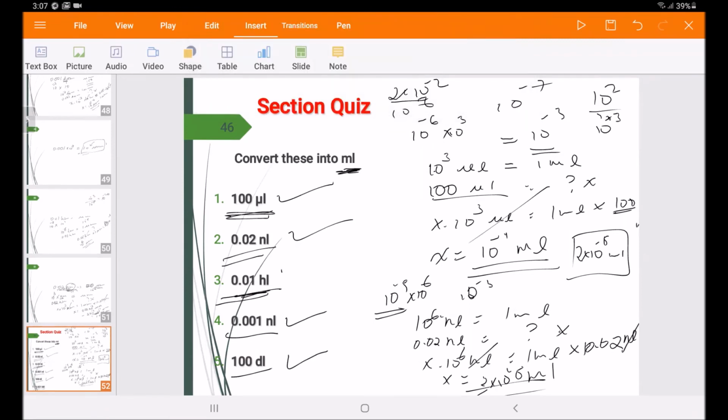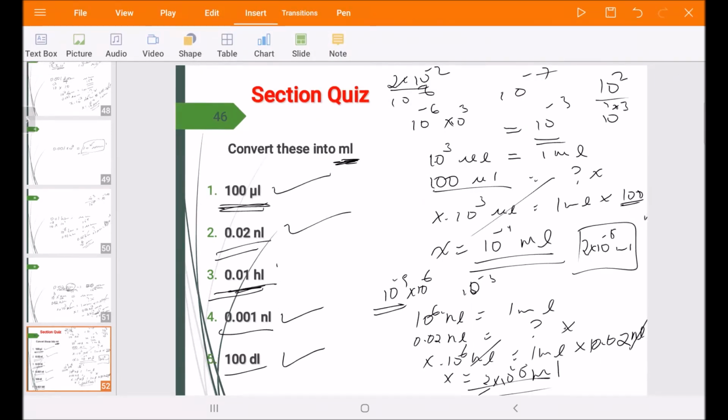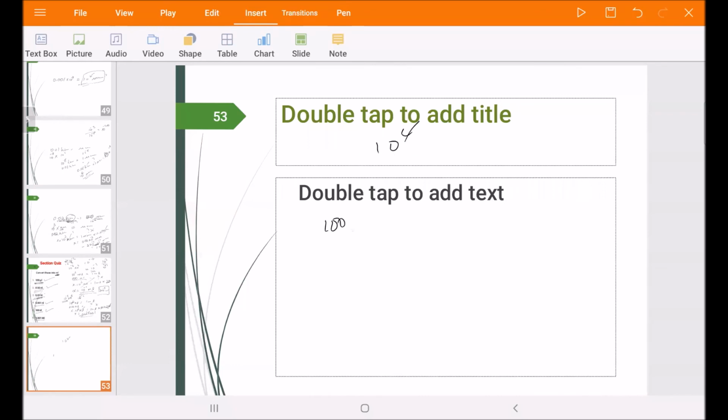Question number 5: convert 100 deciliter into milliliter. Deciliter means 10 to the power of minus 1, and milli is 10 to the power of minus 3, so I have to either multiply this side by 10 to the power of minus 2, or this side by 10 to the power of 2. So 10 to the power of minus 2 deciliter is equal to 1 milliliter.